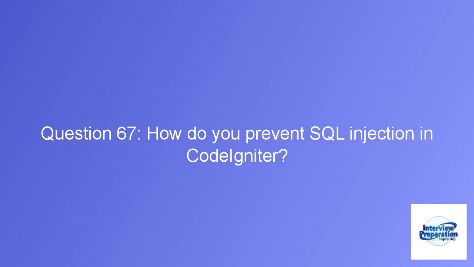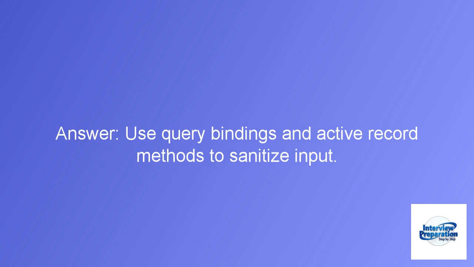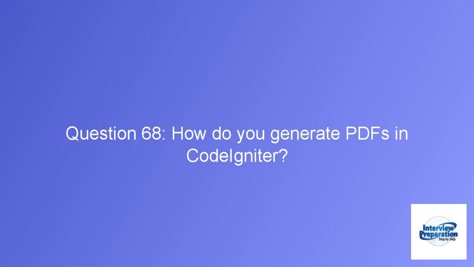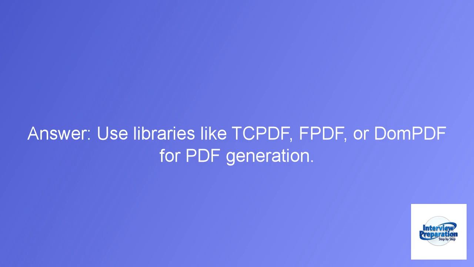Question 67. How do you prevent SQL injection in CodeIgniter? Answer. Use query bindings and active record methods to sanitize input. Question 68. How do you generate PDFs in CodeIgniter? Answer. Use libraries like TCPDF, FPDF, or Dompdf for PDF generation.